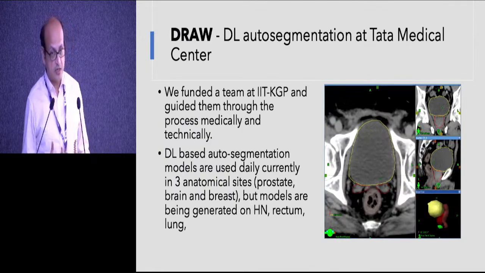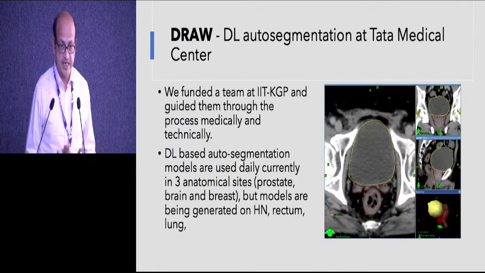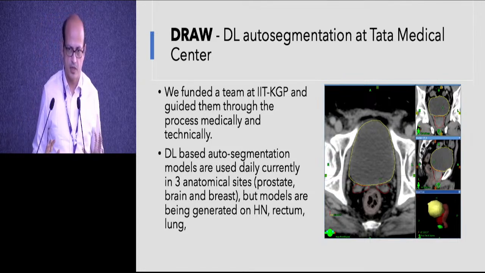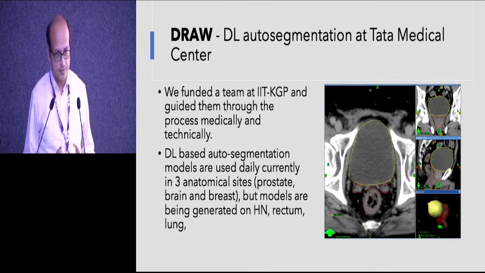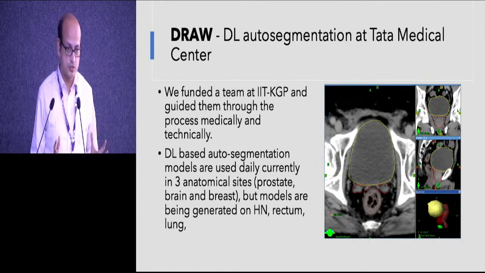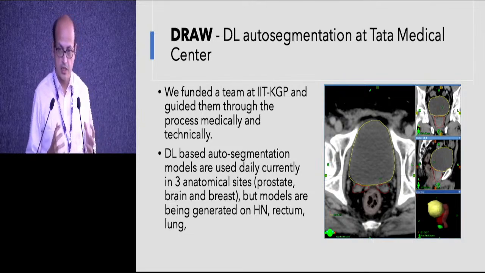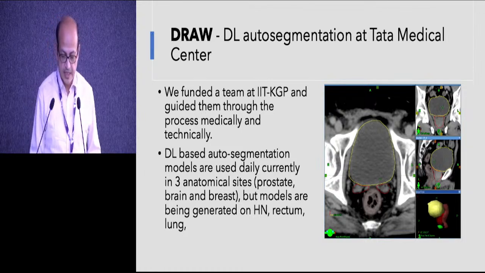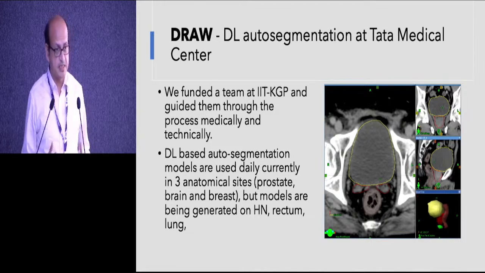Now, in our hospital, we are very interested in AI, and therefore we thought that, okay, we are not going to buy any model. We are going to develop our own. So what we've done is that with a team from IIT, we have actually used open source tools to develop our own model, which we call DRAW. And it so happens that it turned out to be a pretty easy task.